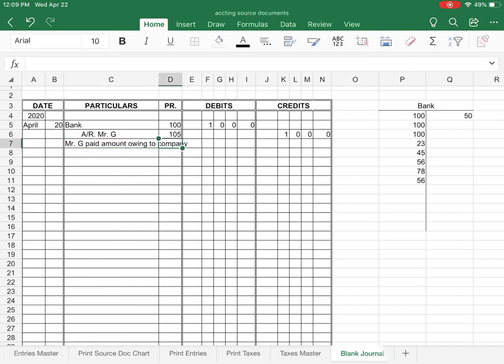Okay, so that's what we have. Mr. G paid amount owing to company. Just a description so that when you're going through all these transactions, you know what it's about. And we'll go more through all of those kinds of things. Now, a few things to note with this.